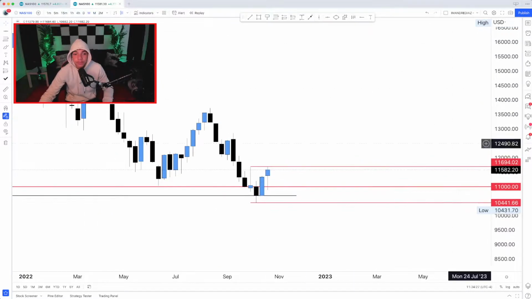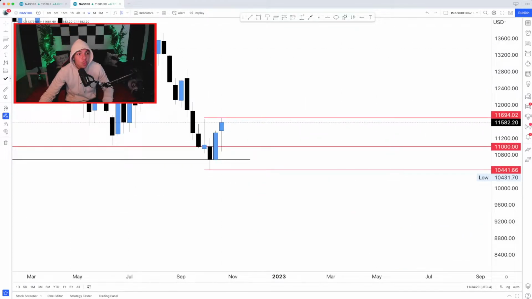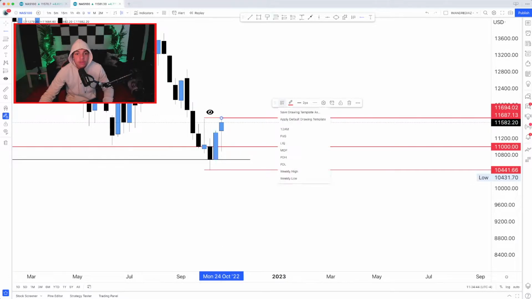So with that being said, where do I think price is going to make its run to? Ideally, I am bullish, so I'm going to be aiming for this monthly high, and I'm also going to be aiming for this weekly high that we're going to have right here. If you don't know, where I'm going to draw the weekly high is going to be right here. It's going to be in confluence with this monthly high.